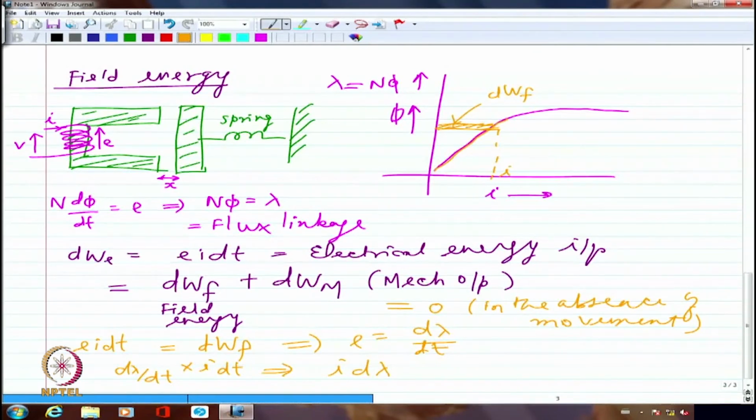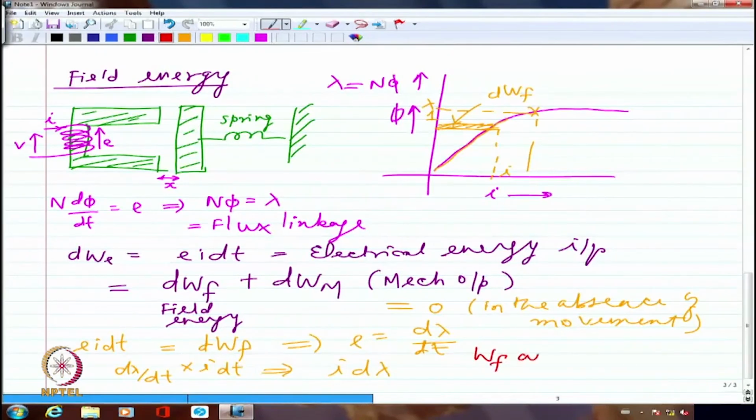So the field energy is given by the expression integral of I d lambda, provided I don't see any movement at a particular position of maybe the entire magnetic circuit. I should be able to say, if I get the integral of I d lambda, I would be able to get the field energy. So for example, if I am looking at a particular lambda value here, maybe this lambda is, let us say, lambda 1.